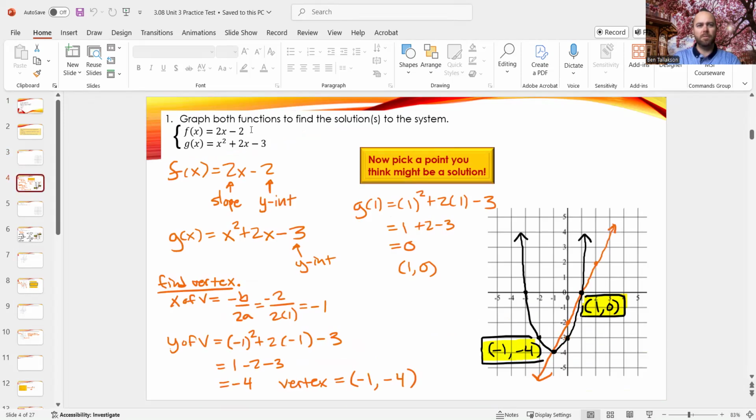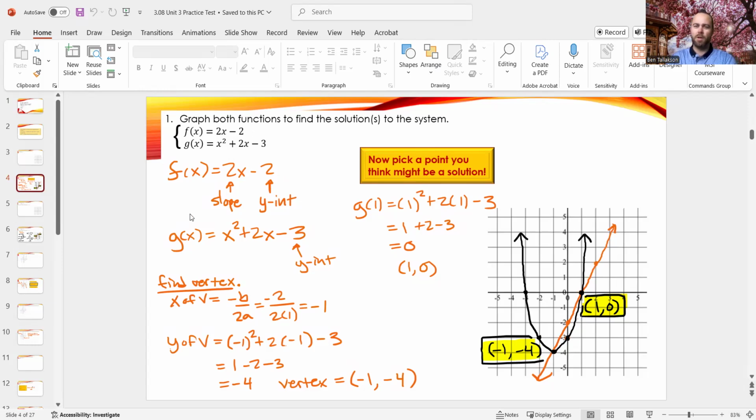So let's start with f of x. That is a linear function. We know the constant is the y-intercept, slope-intercept form, right? So first thing, we plot that y-intercept. Boom, -2. Slope of 2, we use that slope to plot another point. Up 2, right 1, boom, 2 points. Connect the dots, you have your linear function f of x. That's the orange line. Not too difficult, right?